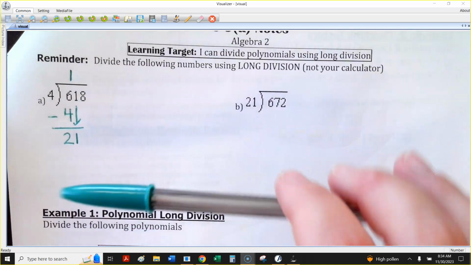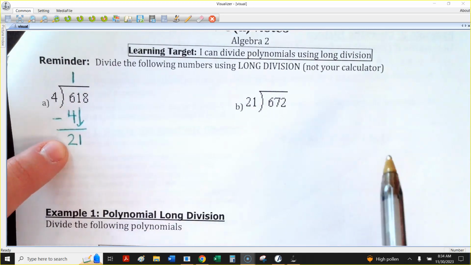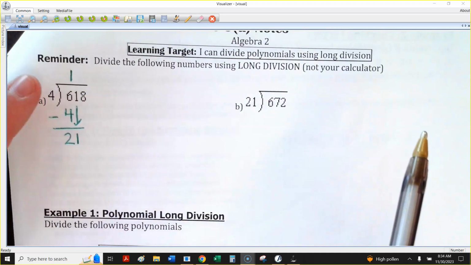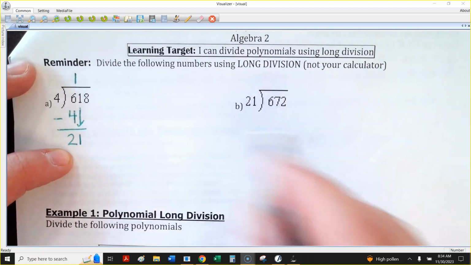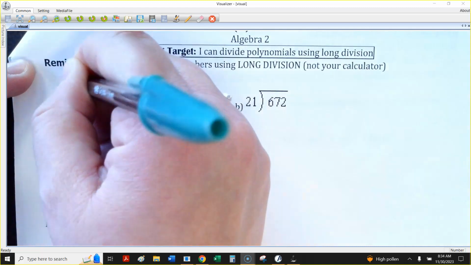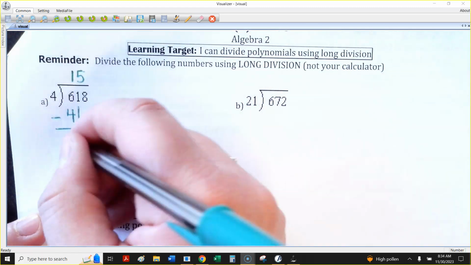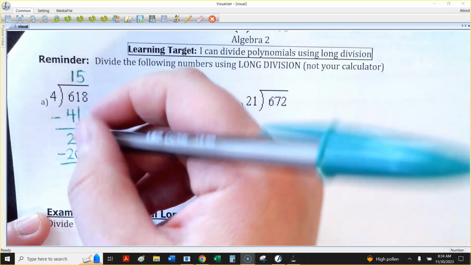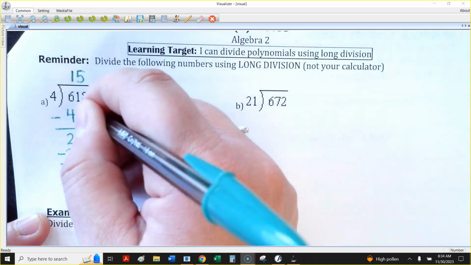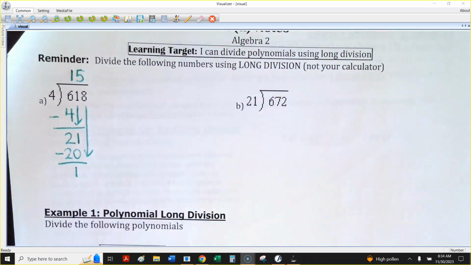So you're going to say, how many times does 4 go into 21? If I said that, what would you tell me? 5. Okay, so the 5 goes up here, and you do 5 times 4, which is 20. You always subtract between each of these steps, so 21 minus 20 would be 1. Then you bring down the next digit, which in this case is the last digit in that number, 8.